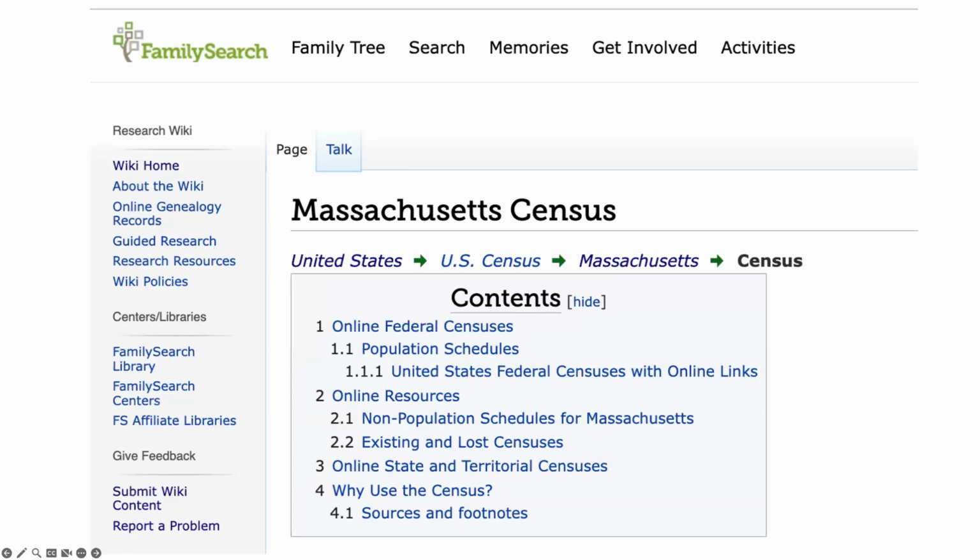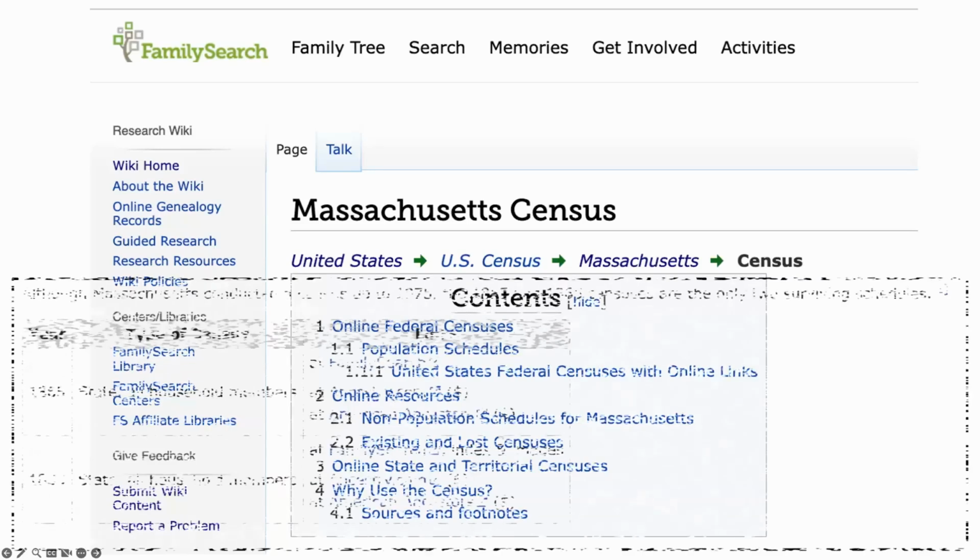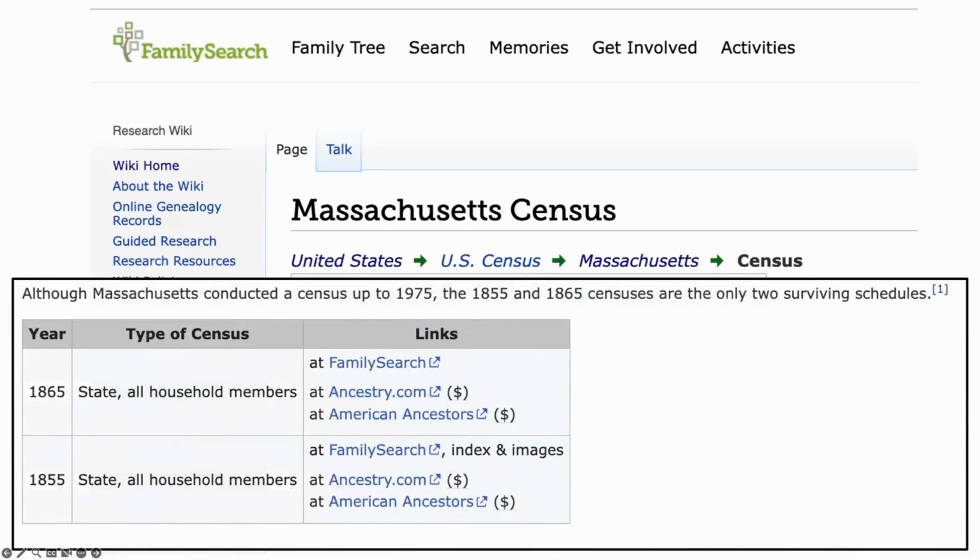Census, then you go to Massachusetts, and then you go to the Massachusetts Census. So what's going to happen here is that you're going to see links to the federal censuses, but there's going to be online state and territorial censuses in addition to that. So in addition to the records that you're going to be using to find, this would be the way to quickly find what state and territorial census were available and what they contained.